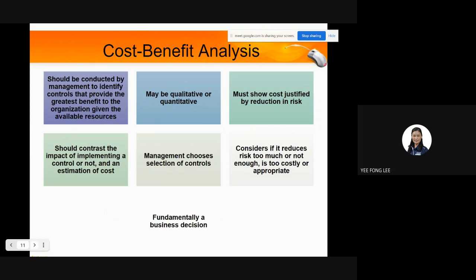It is often the case that the cost of implementing the control is more tangible, can be identified, can be counted, and is easily specified compared to the cost of not implementing the control. So management must make a business decision to choose the final selection of controls for each type of risk.